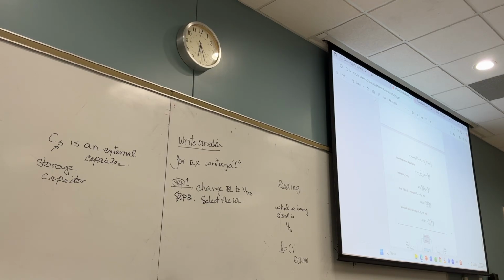But there is a problem here. What is the problem? The read has destroyed the content of the memory. Did you get it or not? The content of the memory is not the same anymore.